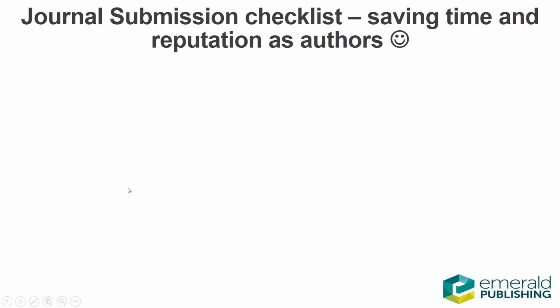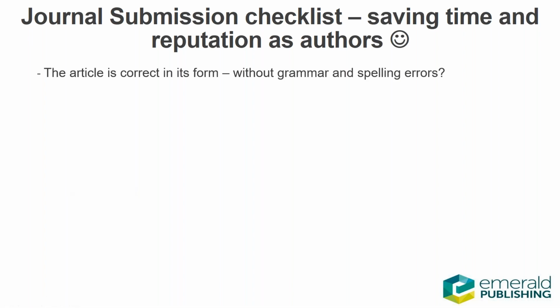Why? What are those mistakes that authors usually commit when it comes to journal submissions? One of them is that the article is not correct in its form and is filled with grammar and spelling errors. Let me give you some advice here. Don't submit the first copy. Please share the first copy with your buddy, with your close friend. If you're lucky, members of your family who are in the same field might read it for you.